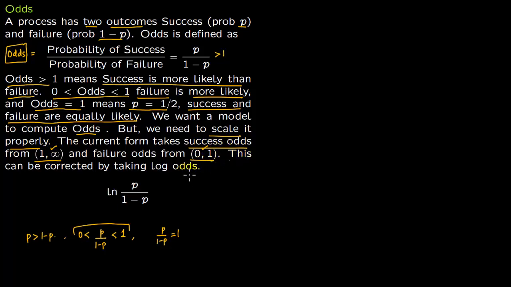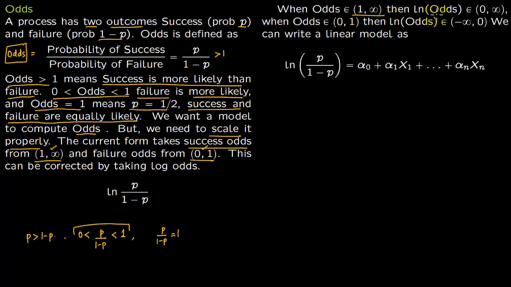We can correct this by just taking the log of the ratio. When you have success, 1 to infinity, then the log of these odds goes from 0 to infinity. And when odds is between 0 and 1, that is when failure is more likely than success, then the log of odds goes from minus infinity to 0. So now you see you have properly scaled them. Success goes from 0 to infinity, failure goes from 0 to negative infinity.